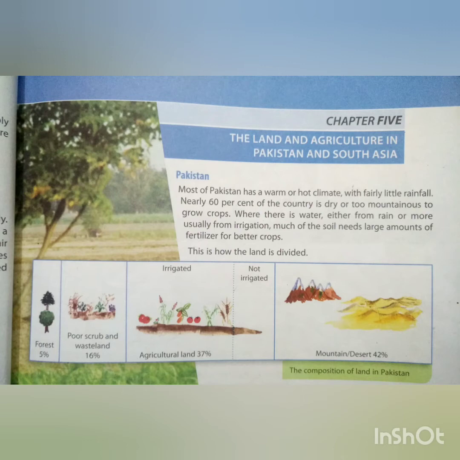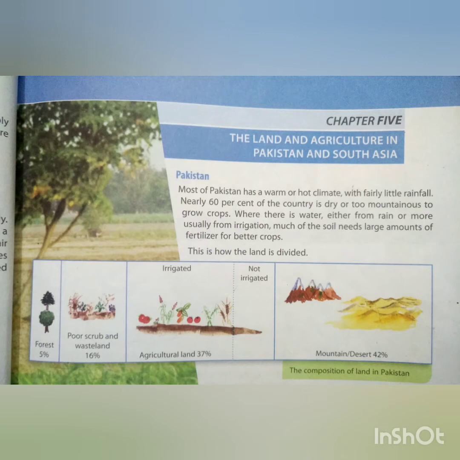Here in this picture you can see how the land is divided in Pakistan. 5% of the land is forests. 16% of the land consists of wasteland. Only 37% of the land is irrigated, which can be used in the agricultural fields to grow crops. And 42% of the land consists of either mountains or deserts.